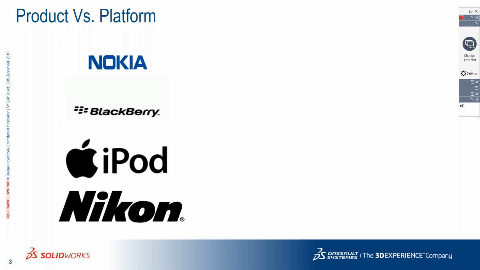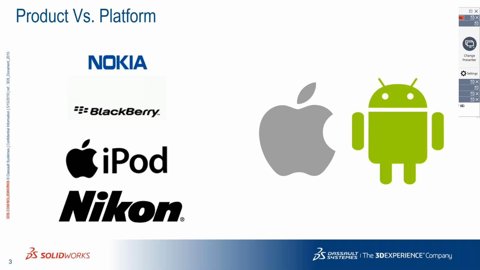If I take a look at all these four products, Nokia is a phone, BlackBerry was a little smarter version of a phone but mostly people used it for messaging, then the iPod, and then Nikon, which is a digital camera. So these were all products. But if I talk about a platform, what Apple iOS and Android have done is build a platform. On top of the platform, hundreds of applications are developed, and people are using them.